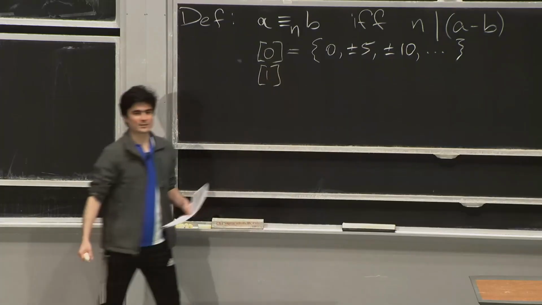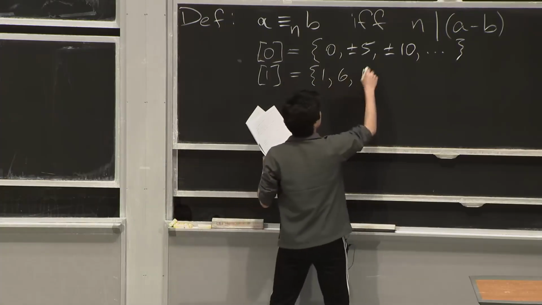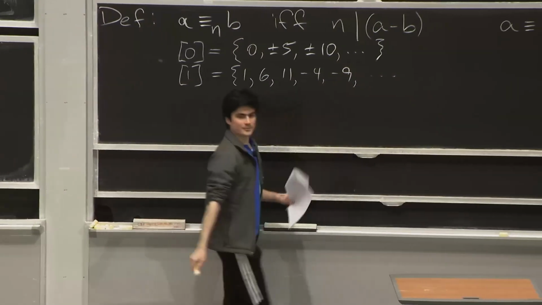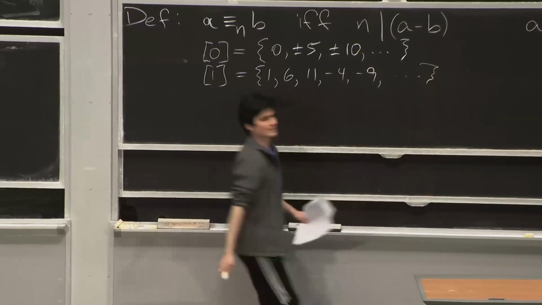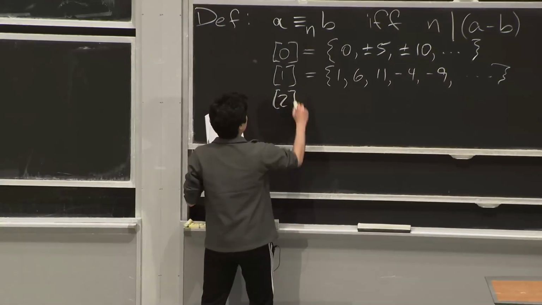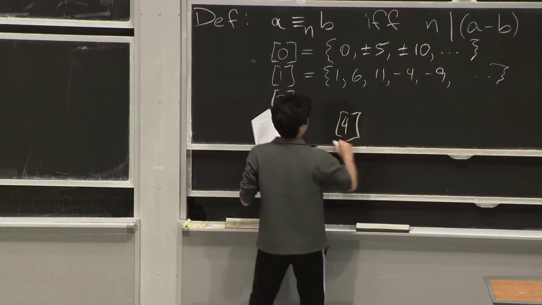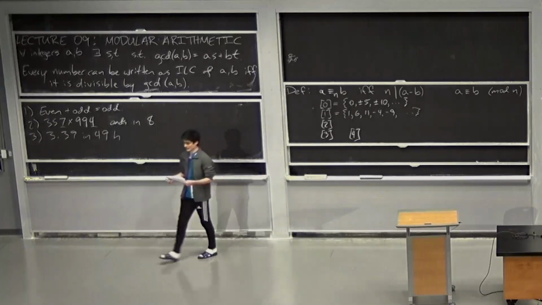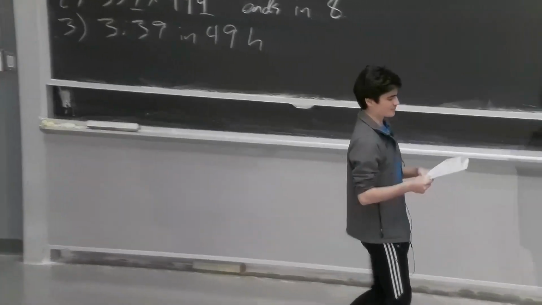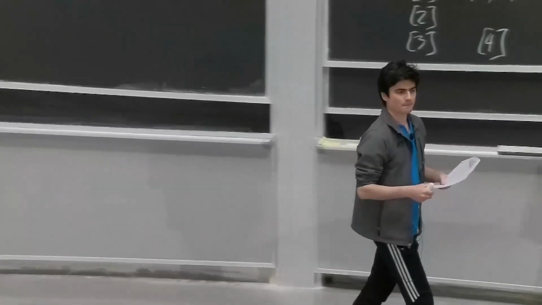We've got a second one represented by 1. And this is going to be 1, 6, 11, minus 4, minus 9. So everything that's equivalent to 1 modulo 5. And then we've got 3 more, defined analogously. And so for a general k, which of these 5 groups is it going to belong to? How would we figure it out?